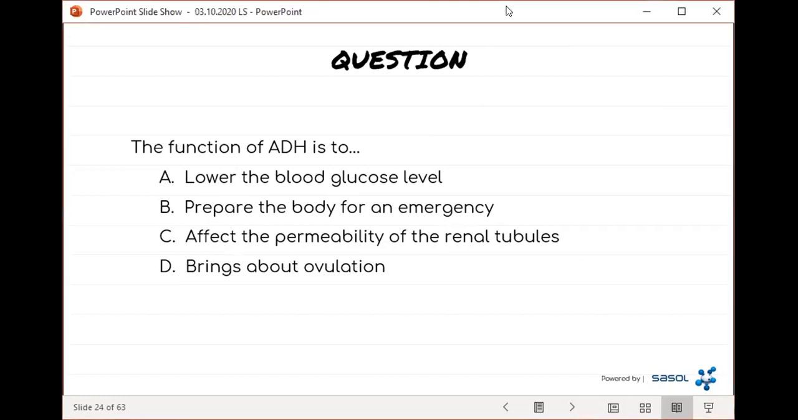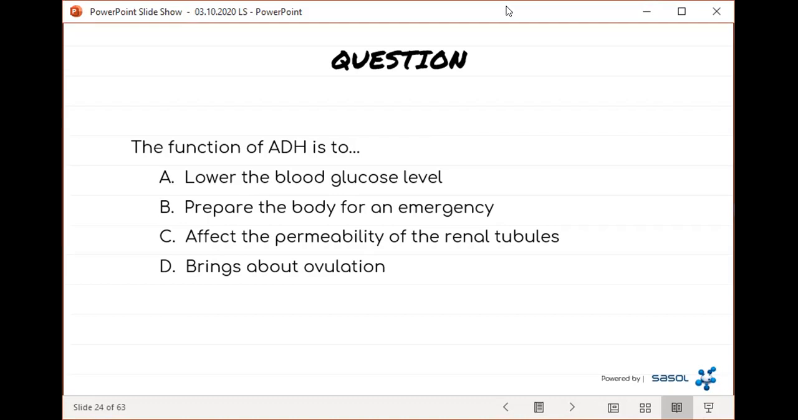So firstly, if we were to use the elimination method, we would cross out option D because ovulation does not take place in the kidney, and also ADH is found in both males and females, and ovulation does not occur in males. Right, so option D is out.